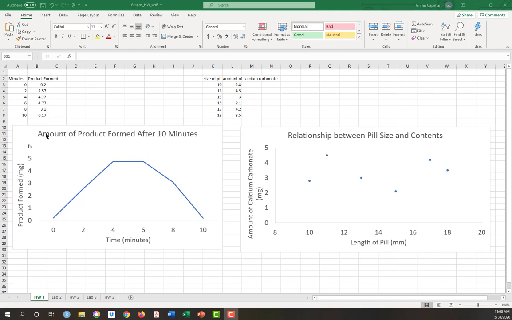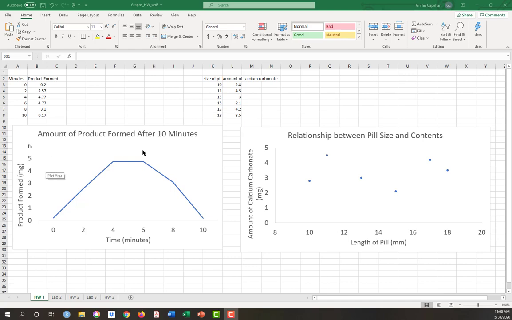But in any case, you want to have a descriptive title. And if you don't have a title, you have a descriptive caption, which will go below the chart. In this case, we just have a title. And the title is Amount of Product Formed After 10 Minutes. Nice and descriptive. You really don't have to do much digging to figure out what this graph is depicting.